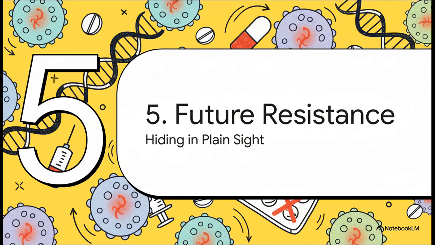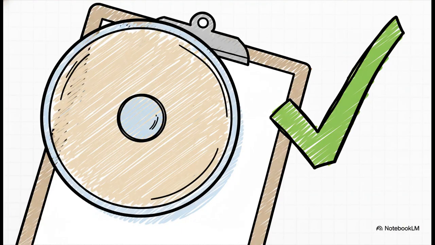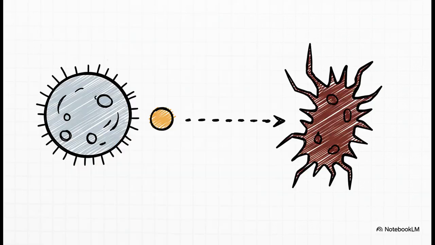All right, let's pivot to what might be the most important piece of this entire puzzle, the future threat of antimicrobial resistance. So on paper, Moraxella atlantae looks fine. You test it, and it seems susceptible to our last resort antibiotic, colistin. No red flags, right? Wrong. The real danger is hiding in its genes.